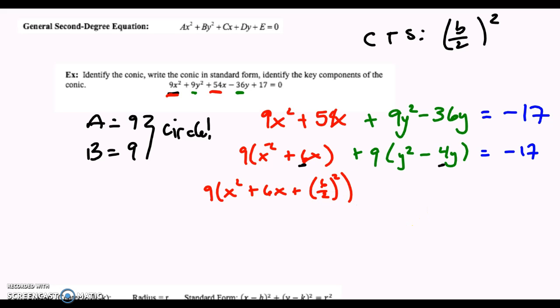I'm going to do the same thing in green, and I'm going to talk you through it this time, but I'll write out this step on the side here so it's not so confusing as what I put in red. So I'm going to take that negative 4, divide it by 2, which is negative 2, and square it, which is going to be a positive 4. So here I'm going to have y squared minus 4y plus 4.